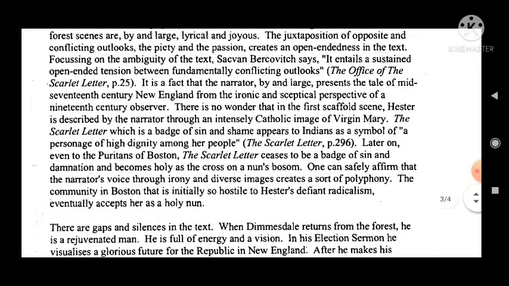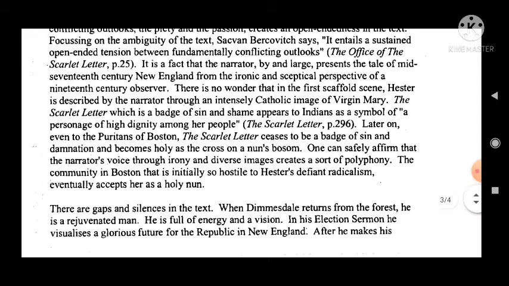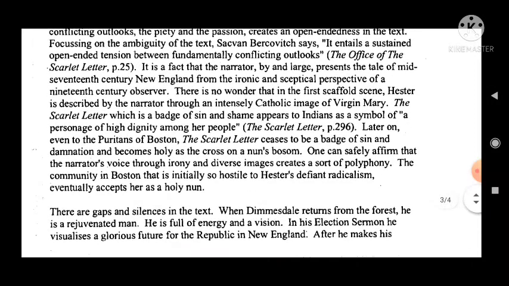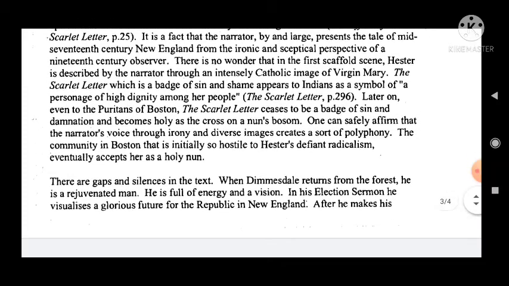Sacvan Bercovitch says it entails a sustained, open-ended tension between fundamentally conflicting outlooks. The Office of The Scarlet Letter, page number 25. It is a fact that the narrator by and large presents the tale of mid-17th century New England from the ironic and skeptical perspective of a 19th century observer.